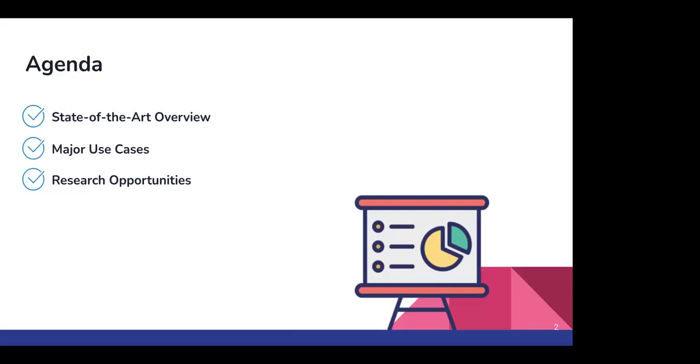I'm going to talk about three topics. The first one is a state-of-the-art overview about zero knowledge proof. Basically, I'll give you a timeline regarding the innovations along these directions during the past few years. The second topic will be some major use cases that the industry really cares about. The third topic is some research opportunities. I think this will stimulate the collaboration between university and industry to tackle those challenges together.